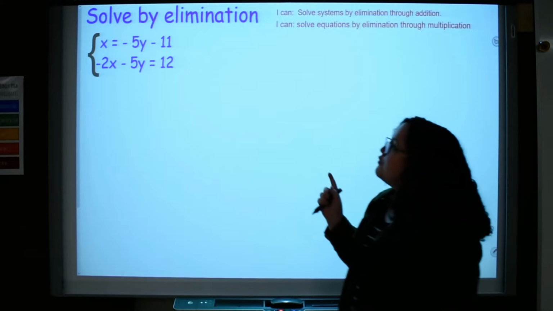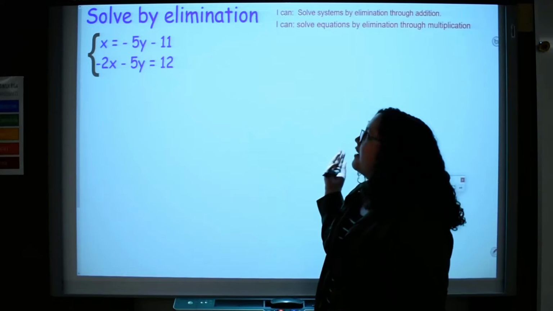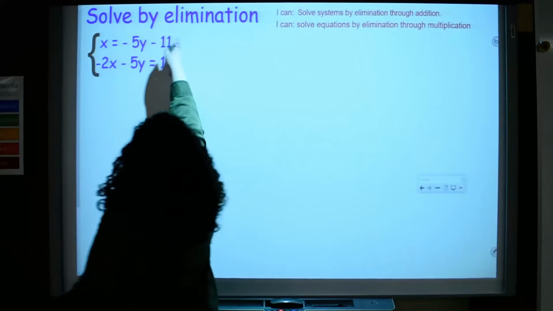And let's go. So for this one, we need both of them in standard form. We've got x equals a thing. So let's go ahead and move that negative 5y over to the other side. Come here, you.